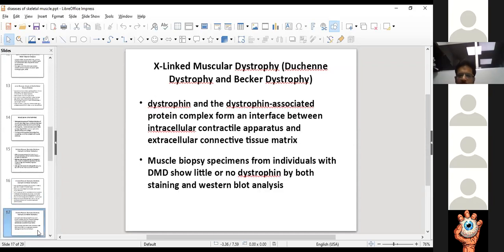Dystrophin and dystrophin associated protein complex form an interface between the cellular contractile apparatus and extracellular connective tissue matrix. So it helps hold and support the structure of the muscle, or if it is lost what happens is the support between the endoplasmic reticulum and the contractile apparatus and the outer membrane is lost, and because it is lost the muscle is not able to survive and ultimately it dies.